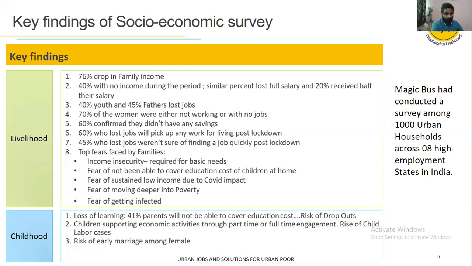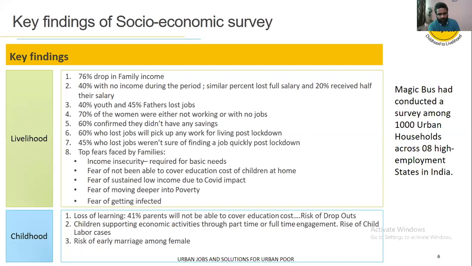On one hand, we talk about career moves, picking up a specific skill, moving in a particular direction, leveraging the skill set or the market opportunities available. Versus here, it is about just picking up anything which is available so that there is a living. This can result in a very high level of underemployment, which is a bigger concern. 45% who lost jobs weren't sure of finding a job quickly post lockdown. Even those who were in jobs were still looking at job losses in the next month or so. So things were not very hopeful from their side.